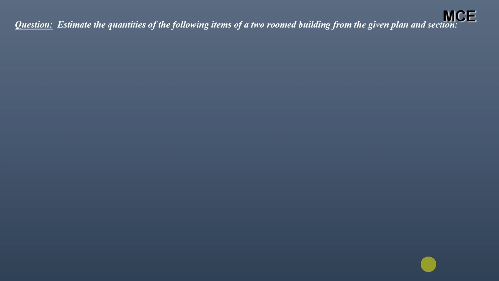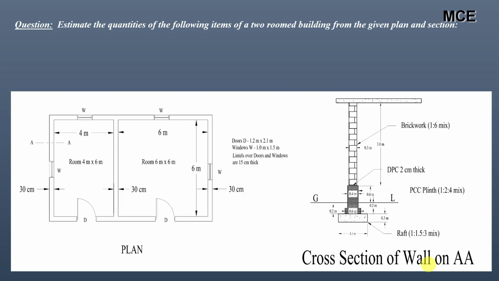Hello and welcome back to Master Civil Engineering. In this video we will learn how to apply the long wall and short wall method of estimation. I have been given a question which states: estimate the quantities of the following items of a two-room building from the given plan and the section. You can see the plan of this two-room building and the cross section of the wall on section AA.